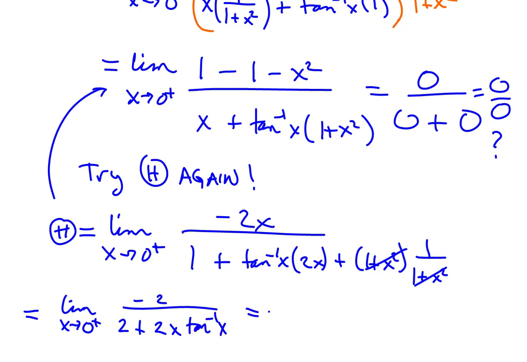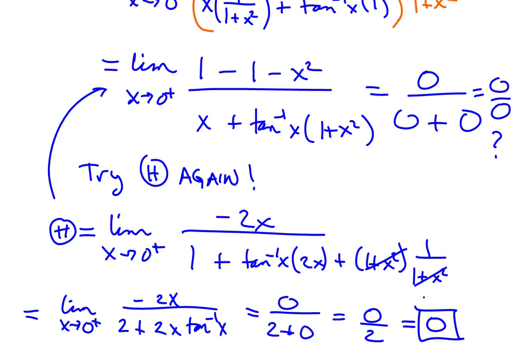Okay, so now we can try direct sub again. Oops, I forgot the x up there in the numerator. It's negative 2x in the numerator over the denominator of 2 plus 2x times tan inverse of x. If I plug in x as 0 now, we'll get 0 above, and down below, tan inverse of 0 is 0, so really it's 2 plus 0 down there, which means we really have 0 over 2, which is actually 0, which is good news. That means we have a limit.